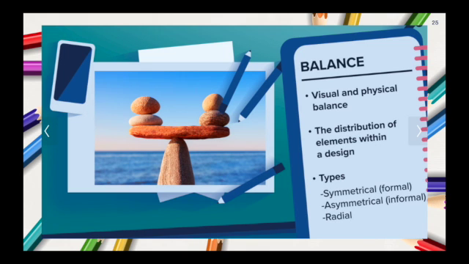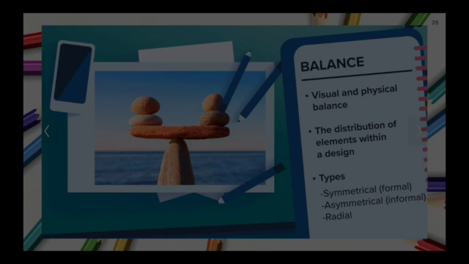Balance is both visual and physical balance. The distribution of elements within a design are then balanced with each other. The types of balance include symmetrical, which is formal, asymmetrical, which is informal, and radial.